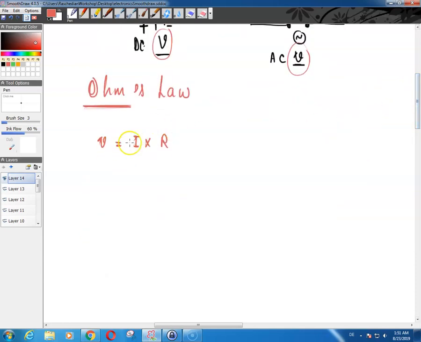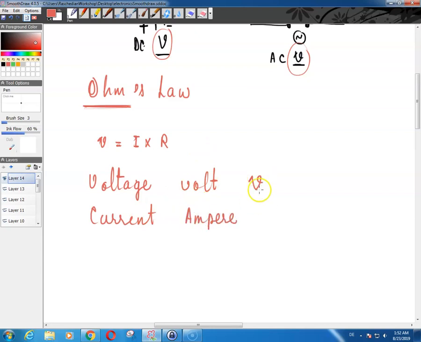Well, as long as we're talking about this formula, the unit for voltage is volts, and it is denoted by capital V. And the current, the unit for that is basically the ampere, and it is denoted by capital I.